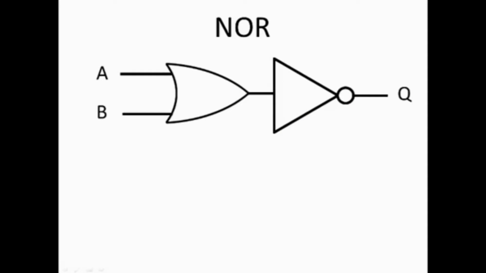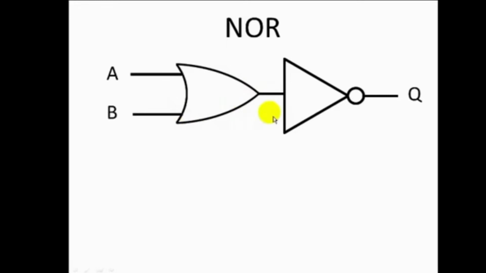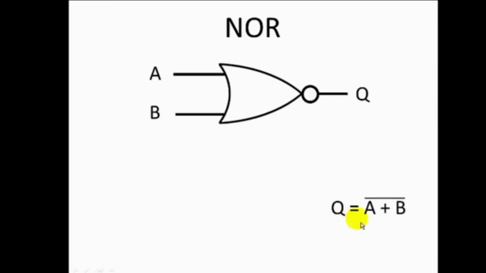You can see functionally this is equivalent to the OR gate with an inverter placed in front of it. So the algebraic notation: Q, the output, is equal to the input A or B, inverted. So this is called A NOR B.